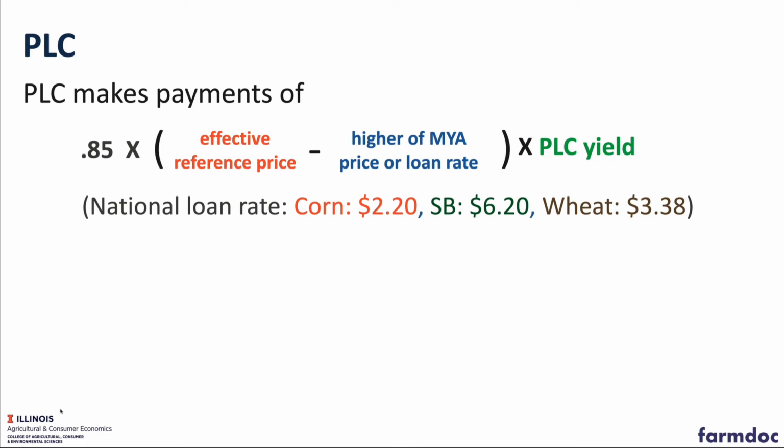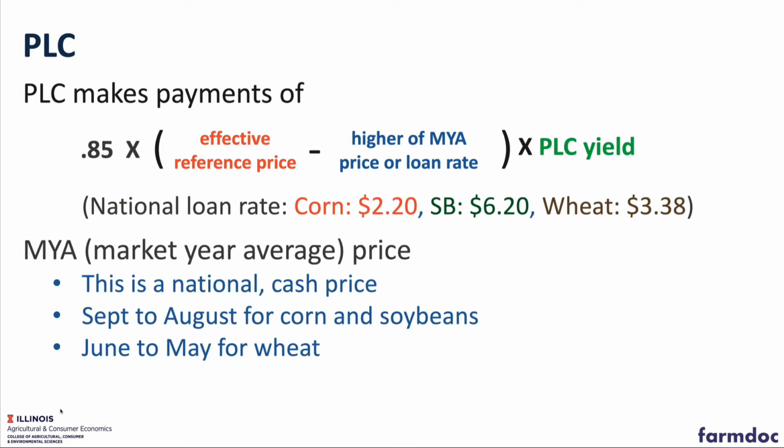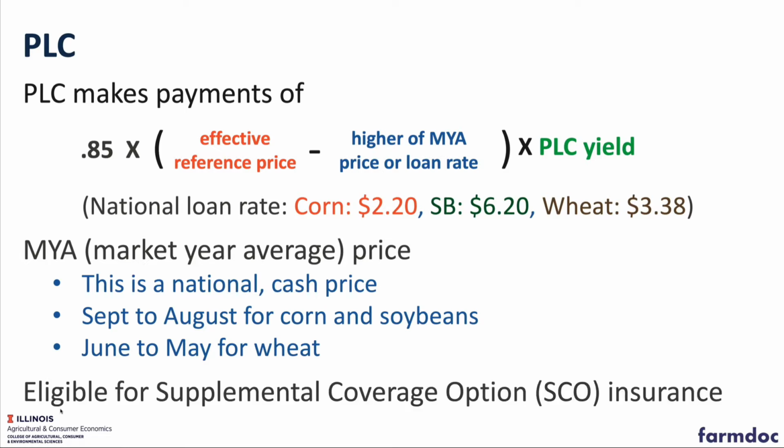Other minor tweaks: they changed a bit how the effective reference price is calculated, with the potential for that to increase through the escalator provisions, although a lot of the things we've talked about in the past few months show that that's probably not going to be an issue. Looking at $3.70 for corn, $8.40 for beans, and $5.50 for wheat being those prices. Your market year average, just a reminder, is a national cash average price received throughout the marketing year, which is September to August for corn and beans and June to May for wheat.